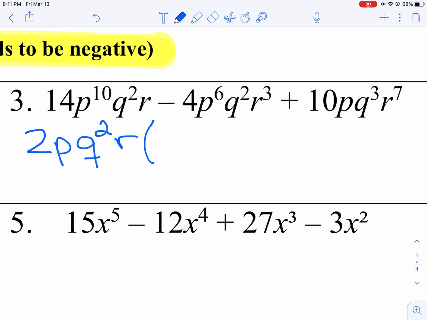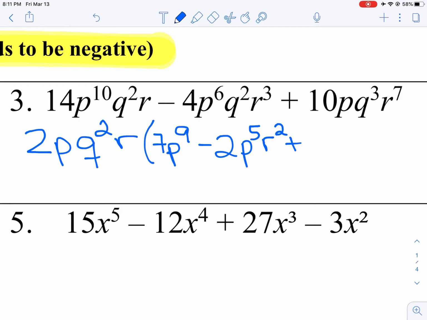So then I do 14. That would be 7. P to the 9th. Then the R goes away. Oh, I just messed that up, didn't I? No, I didn't. Sorry. Then I have the Q squareds go away. The R's go away. So then I'm on to my next one. 4 divided by 2 is 2. P to the 6th divided by P is P to the 5th. Oh, Q squareds go away. Then I have an R to the 3rd divided by R and get R squared.